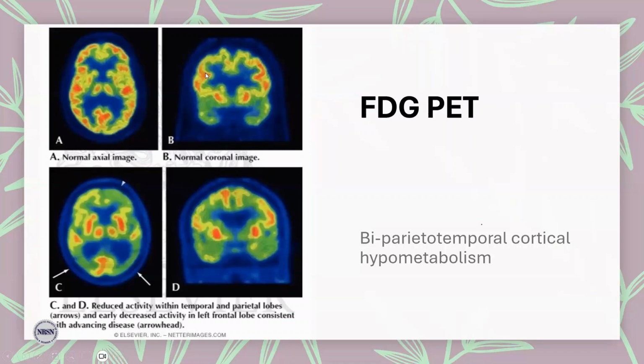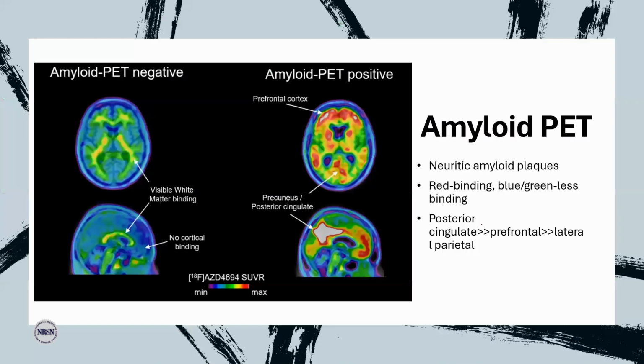It just tells you that there is metabolism going on. Now, for the images under here, you see that there's bitemporal reduced activity or metabolism in this image. On the coronal too, you can appreciate that the parietal lobes have reduced metabolism, which is consistent with an advancing Alzheimer's disease.